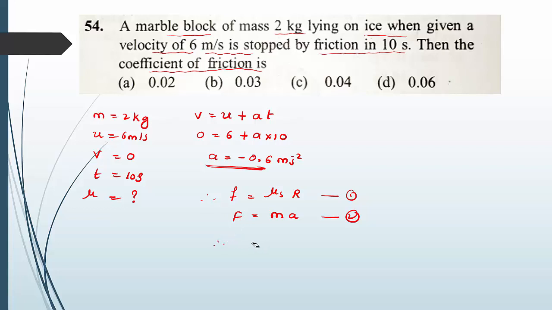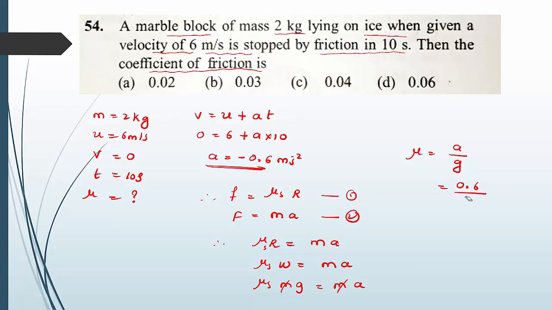Therefore I can write it as mu s R is equal to m into A. Mu s into W equal to m into A. Mu s m g equal to m into A. m and m will get cancelled. So therefore mu equal to A divided by g. A value is 0.6. You should write only magnitude. Divided by g value we can take 10. So the answer is 0.06. This is coefficient of friction. So 0.06 means we go for option D.